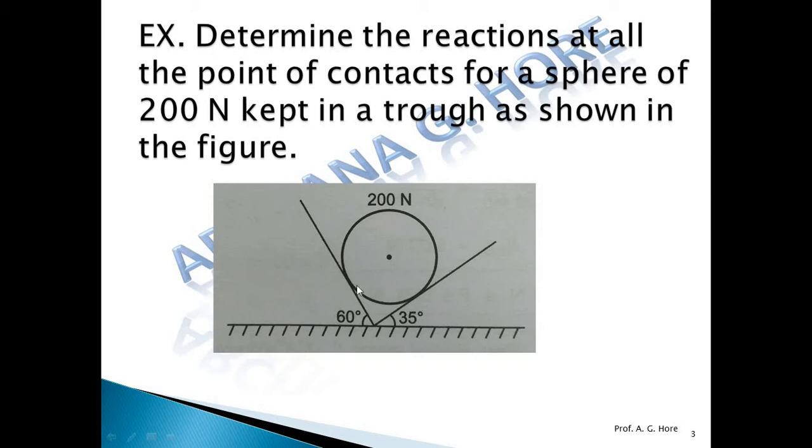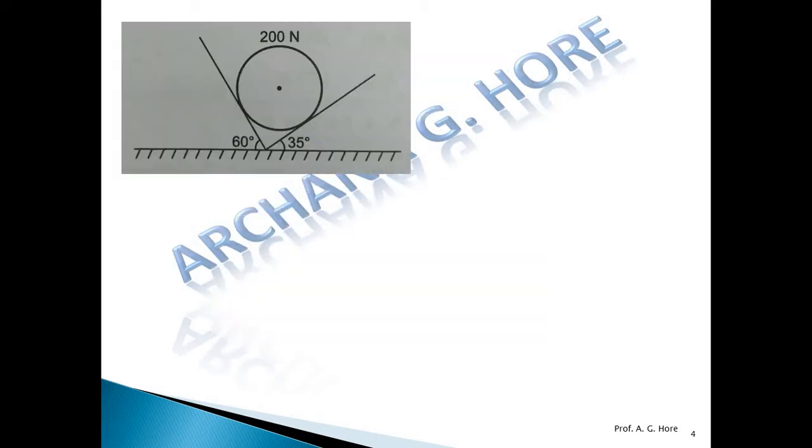Now draw the FBD of this sphere like this. Suppose this point is point A. Here the contact is smooth, so the reaction is perpendicular to the surface at point A, so that's why the reaction is RA, reaction at point A. Then at this point, suppose contact point B, this surface is smooth, so the reaction is always perpendicular to the surface at point B. So the reaction is RB.